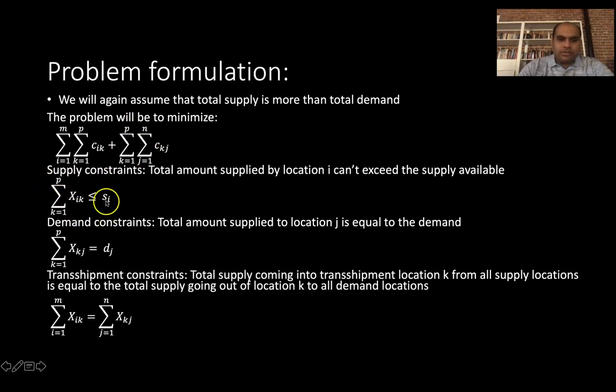And again, this constraint should be familiar to you from the transportation problem. All the supply that goes out of a particular supply location cannot exceed the capacity of that supply location. And the demand constraint: all the supply that comes into a particular demand location from all the transshipment locations has to equal the demand at the demand location. And finally, like I said, the transshipment constraint: the total supply that comes into a particular transshipment location is equal to the total supply that goes out of the transshipment location. You notice that this summation is over all the supply locations and this summation is over all the demand locations.